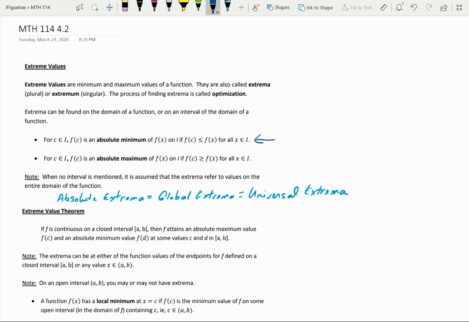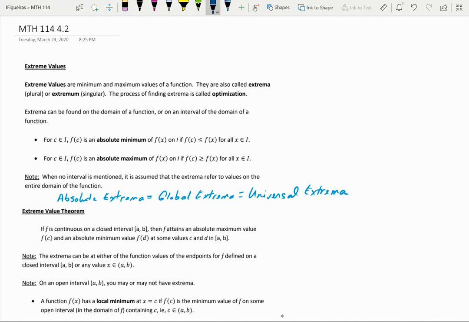Similarly, if c is on some interval, f of c is an absolute maximum of f of x on the interval I if f of c is greater than or equal to f of x for all x on that interval. So that means f of c would have to be the largest value, and equal to means that you might have more than one absolute maximum, just like equal to would mean that you would have more than one absolute minimum.